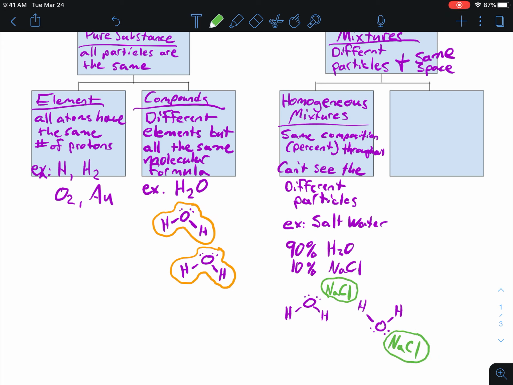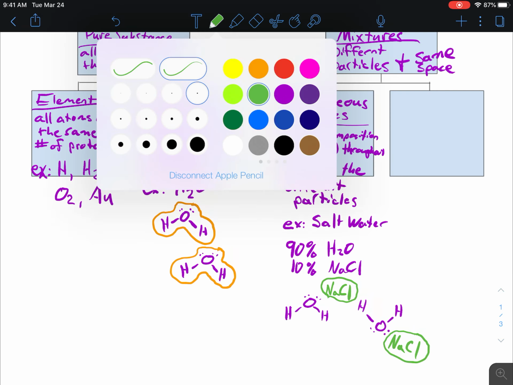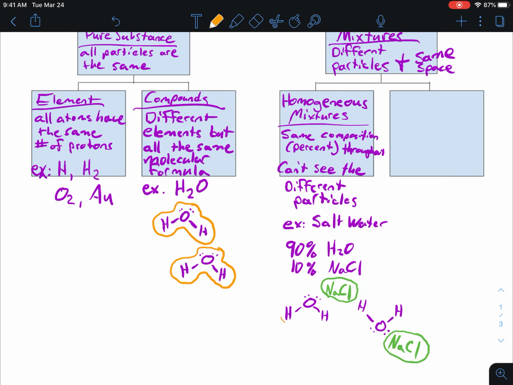So we've got this molecule. Now the real story for this is a little more complicated. It will break down, but for simplicity's sake, let's just imagine NaCl is a single molecule staying together, and we've got this molecule, your water. So we've got these orange molecules and the green molecules. Two different particles sharing the same space, but you can't see the salt apart from the water. It's mixed so well.